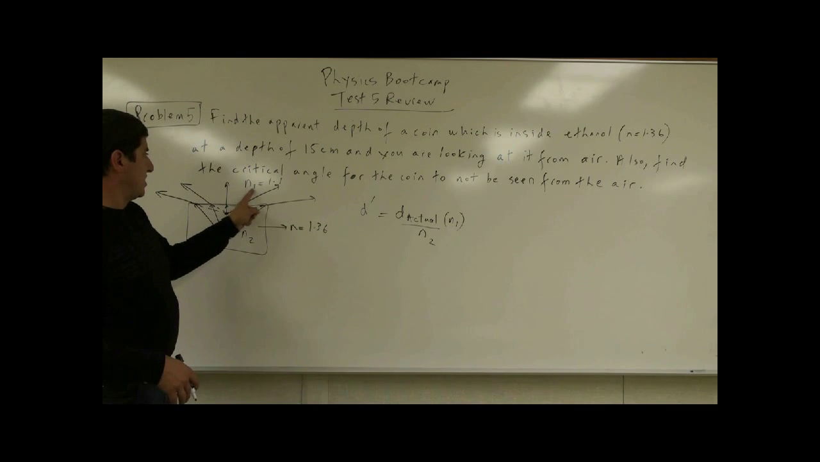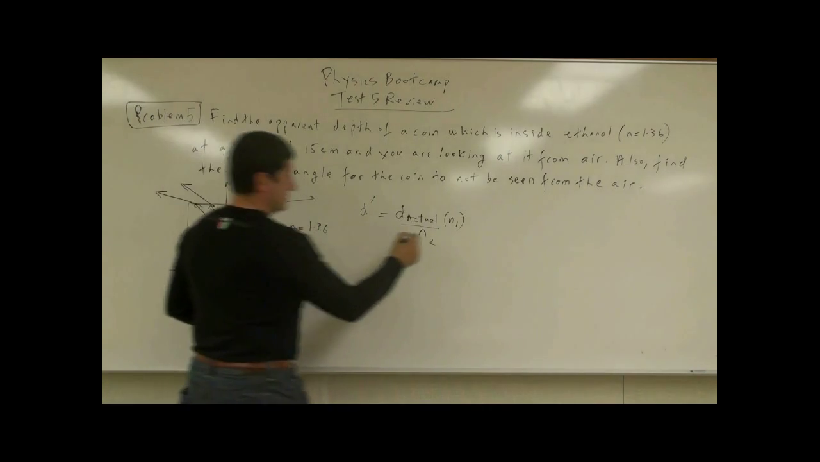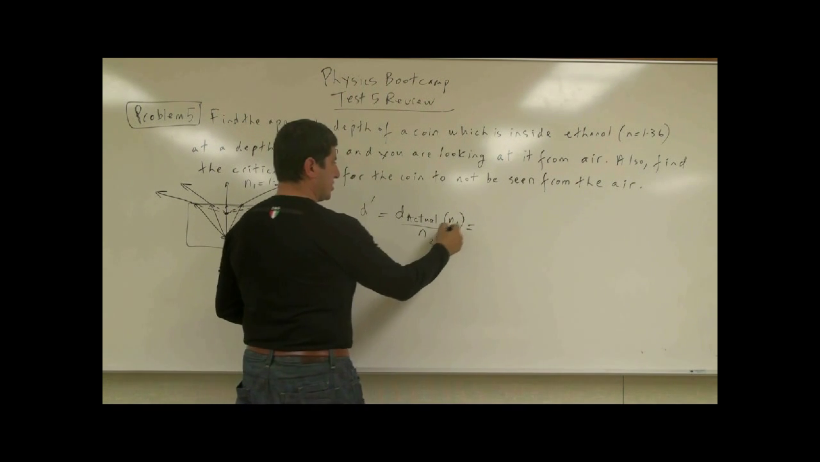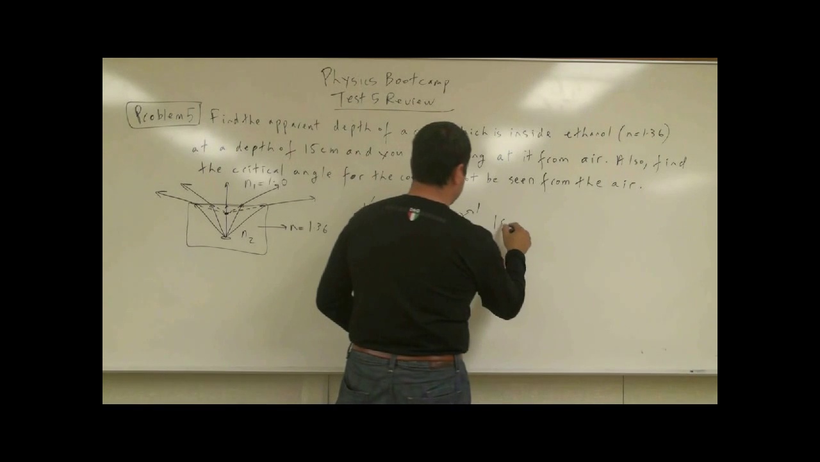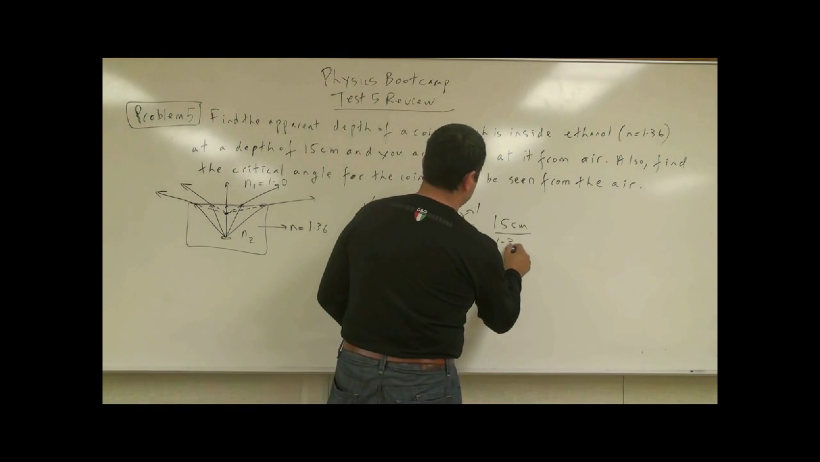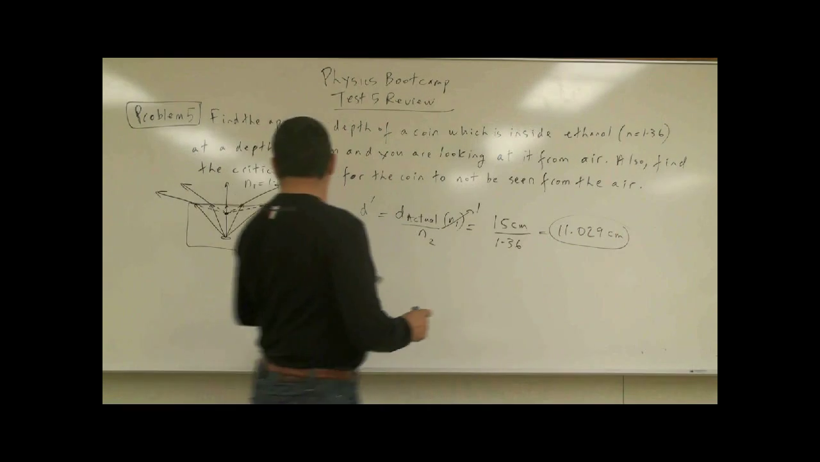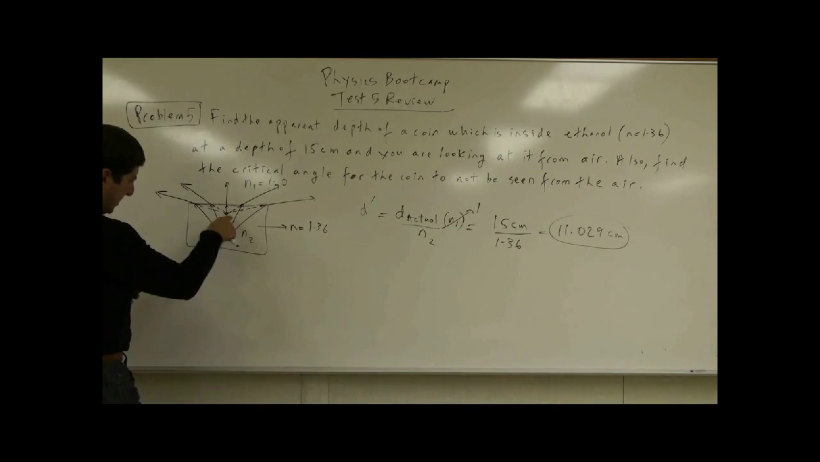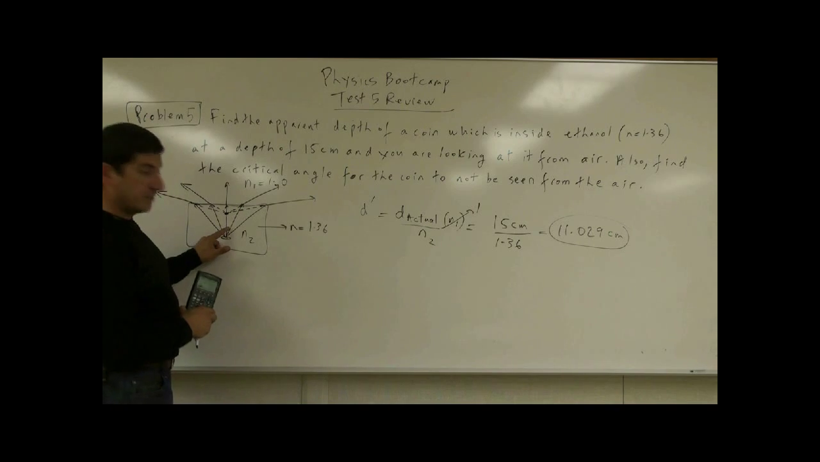So in this case, the index of refraction of air is 1.0, so this one is just equal to 1. And then the actual depth is equal to 15 centimeters, and this one is equal to 1.36. So if we divide those, the apparent depth, it's actually not this drastic. So the coin appears as if it is only 4 centimeters up.